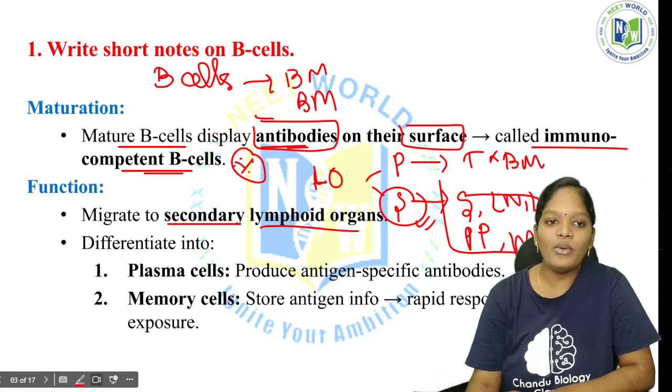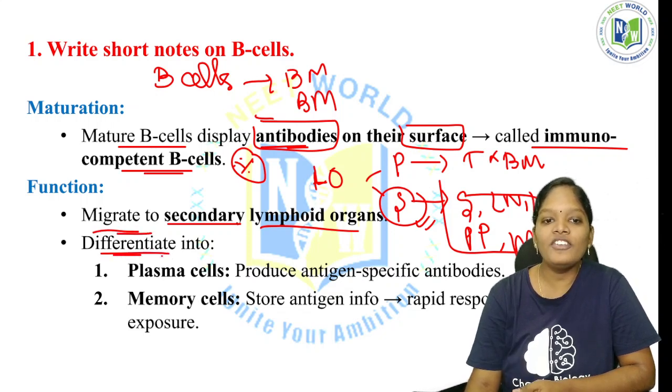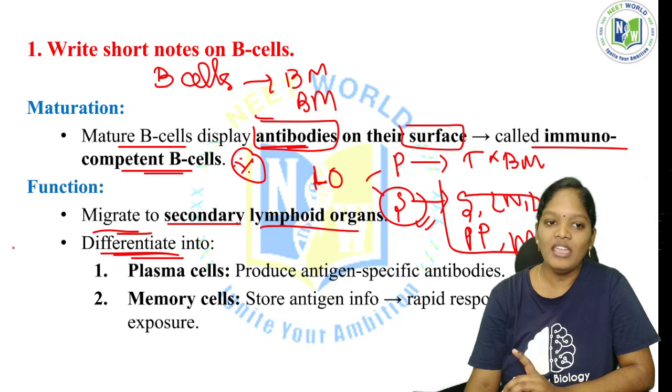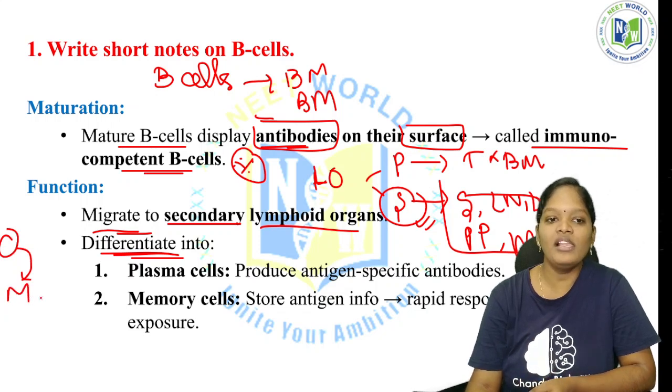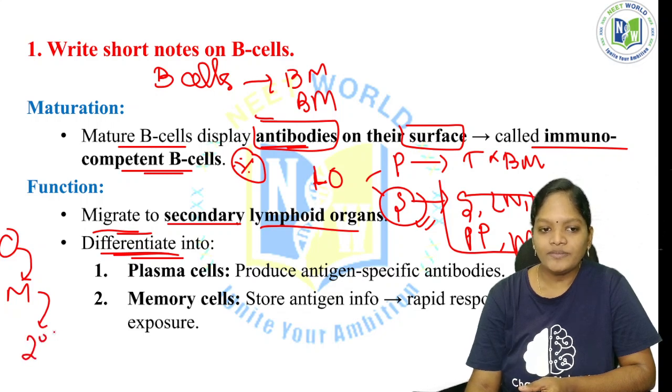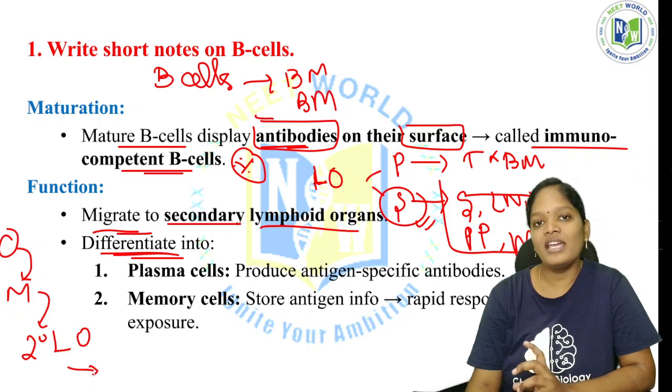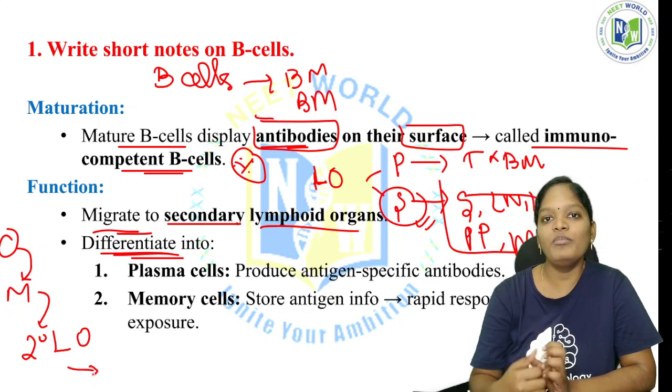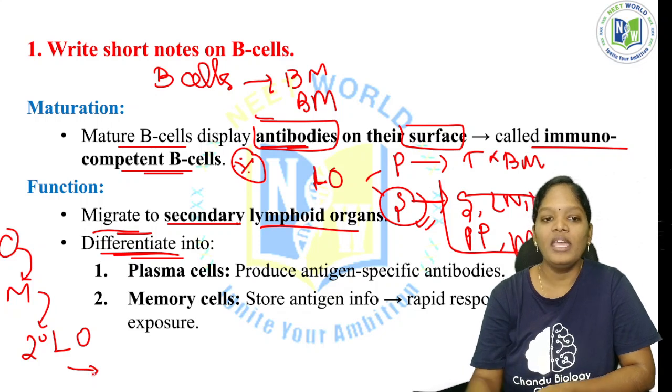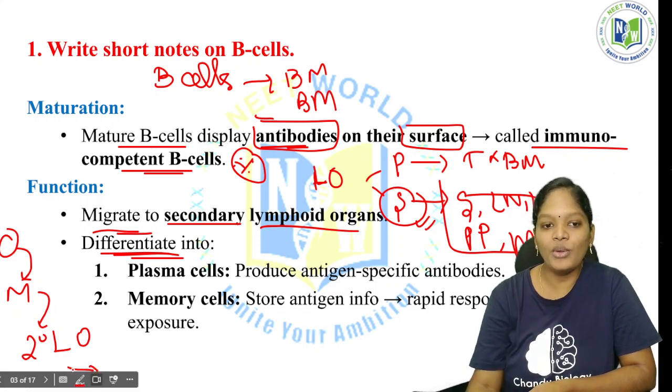After migrating into the secondary lymphoid organs, they differentiate. First, the B cell originates in the bone marrow, and after that it matures in the bone marrow itself. After maturing, it migrates into the secondary lymphoid organs. Once it reaches the secondary lymphoid organs, it has to differentiate. The B cells differentiate into plasma cells and memory cells.